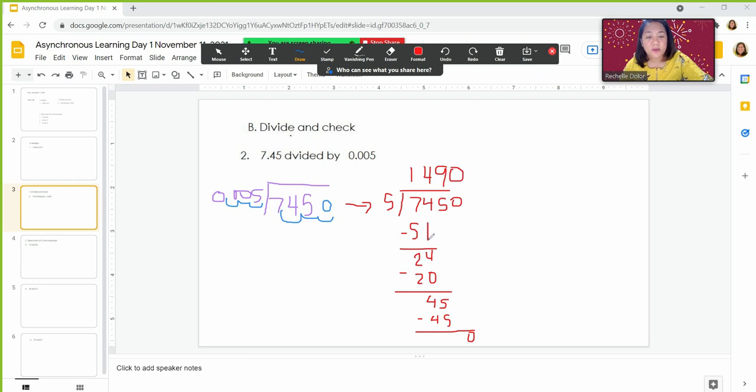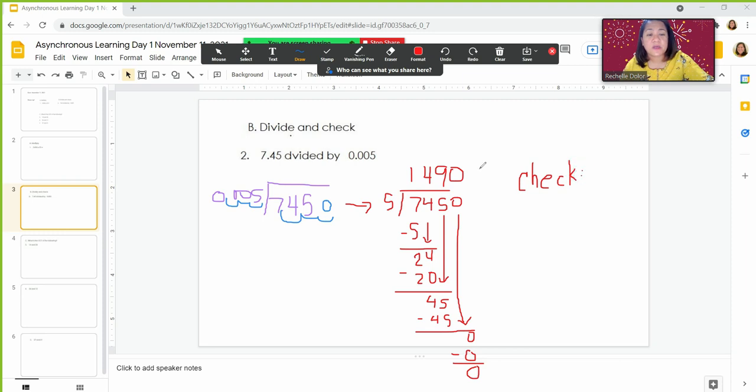I forgot to draw the bring down, so I'm drawing it now just for you to see it better. Then 0 times 5 is 0. Subtract and you have 0. Alright, so what we need to do is check.